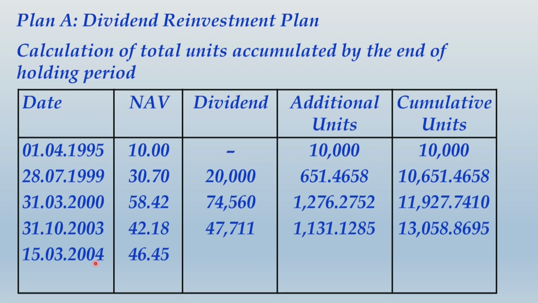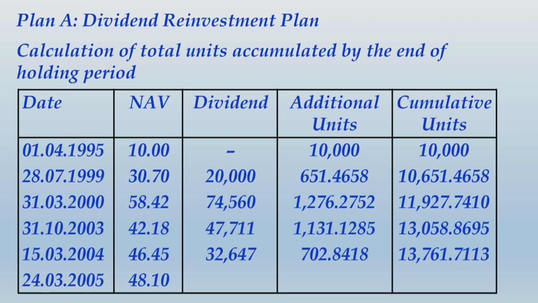The next date of dividend is 15th March 2004. Whatever be the dividend rate, it will be applied again on the face value to get dividend per unit, and per unit dividend will be multiplied to the last cumulative quantity to arrive at this total amount of dividend, that is 32,647. This 32,647 will be the dividend which gets reinvested at the same date, and this dividend reinvestment will be at the NAV prevailing on that date. So to find the additional units, what you will again do is 32,647 divided by NAV of that date. It gives you additional units as 702.8418. These units added to the previous cumulative units will give you 13,761.7113 units.